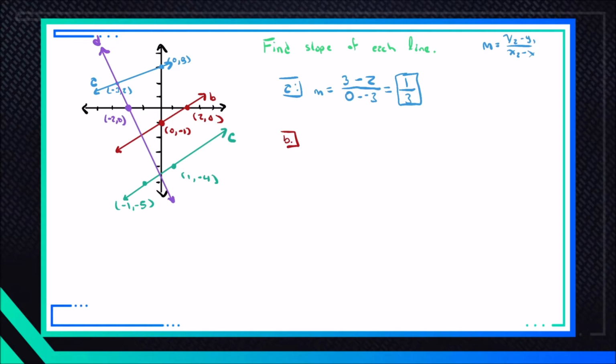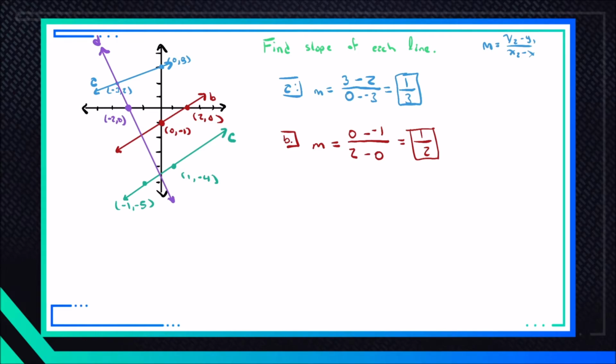Let's go ahead and do B now. M is going to be equal to y2, which is 0, minus y1, which is a negative 1. And then x2 will be 2 minus x1, which will be 0. So we got a negative 1, 0 minus a negative 1 on top, so positive 1, 2 minus 0 on the bottom, that is a 2. So line A and B, not parallel.